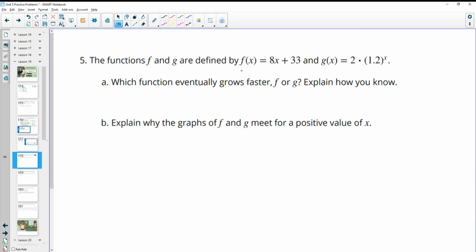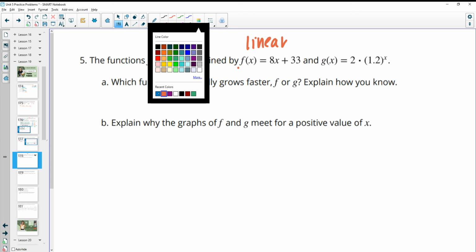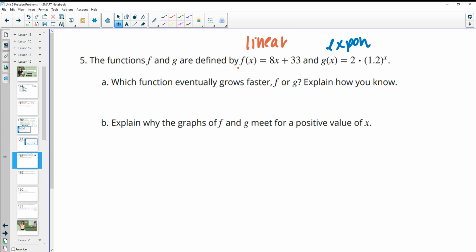Number 5, functions f and g are defined by these two functions, one being f of x being linear and g of x being exponential. Which function eventually grows faster? Remember, the linear will stay the same rate of change. It's going to grow at a constant rate of 8. The exponential is the one that will start slow and then it will start to get faster and faster. So this is going to be g of x, and we know this because it's exponential.